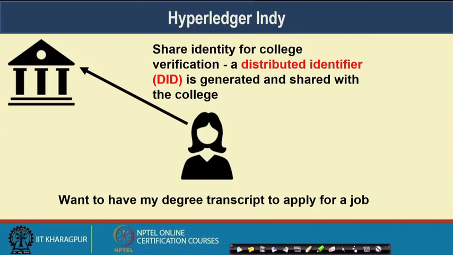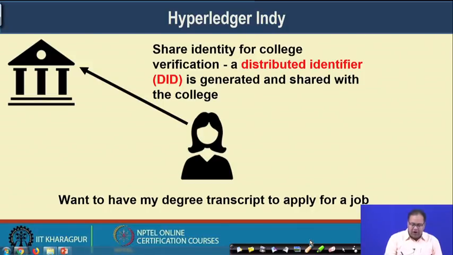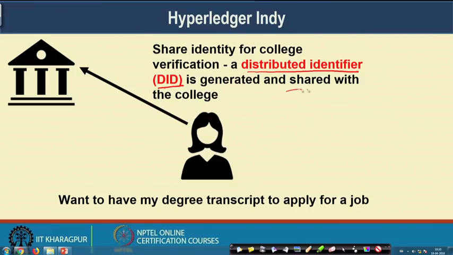So, this identity information which is utilized in Hyperledger Indy is called a distributed identifier or a DID. So, DID is a distributed identifier. This distributed identifier is like a public key of Alice through which the institute or the college can verify the identity of Alice. So, this DID is generated by Hyperledger Indy. So, this DID is shared with the college.